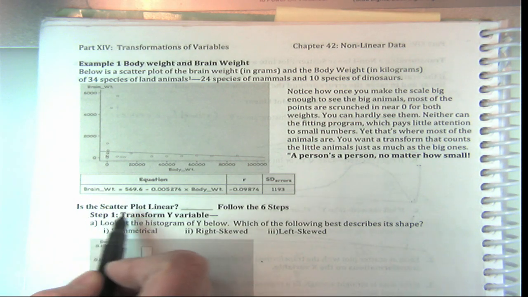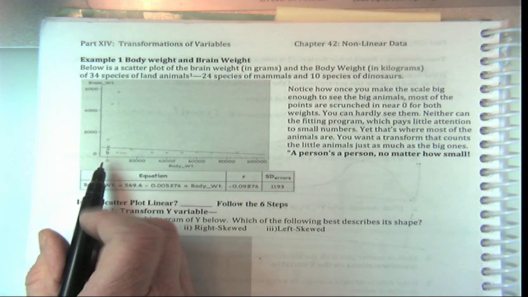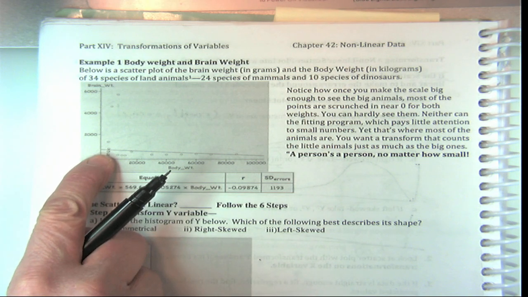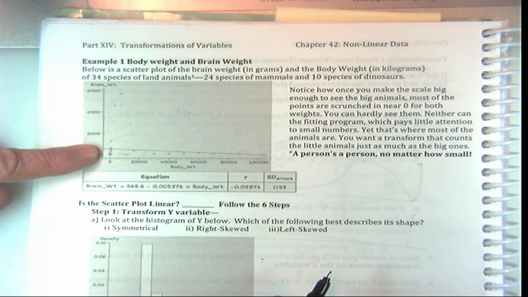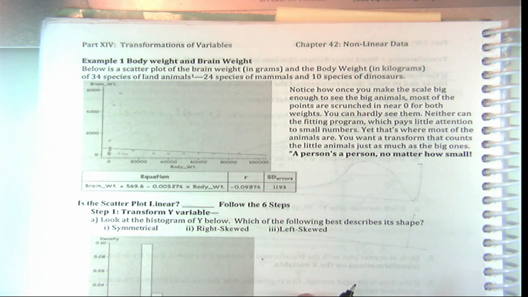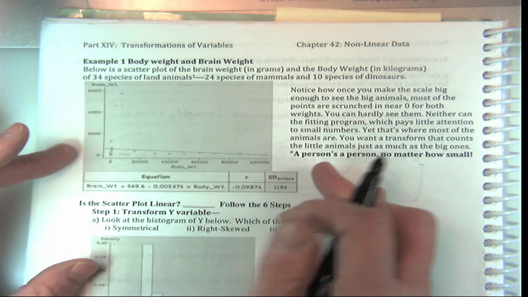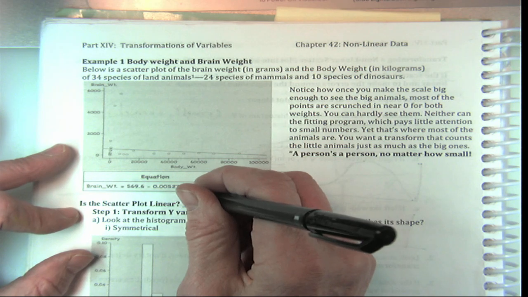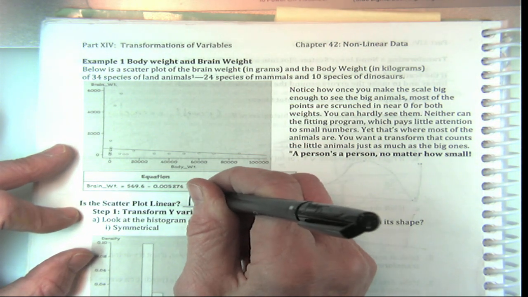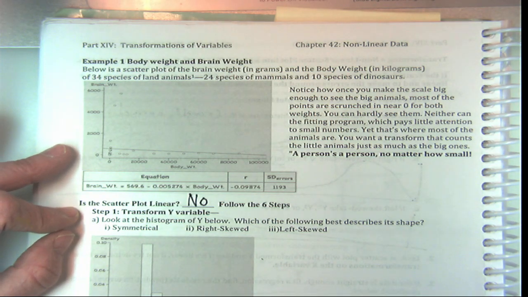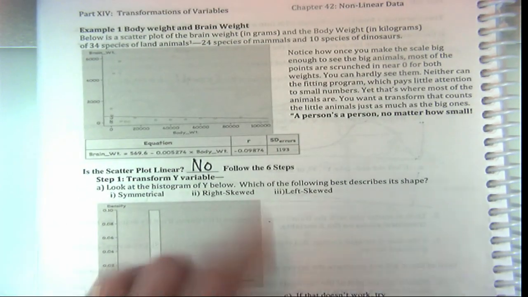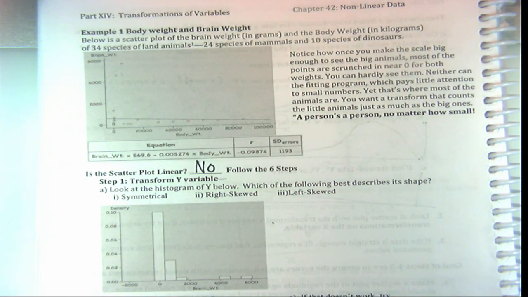So the first step: is the scatter plot linear? Is it? No, they're all clustered there. We don't see the 34 animals. And we should go to the data program so you can really see what I mean, but the answer is no. So we are going to go through the transformations. So keep this in mind, but it's so much easier to see if we go to the real data set.